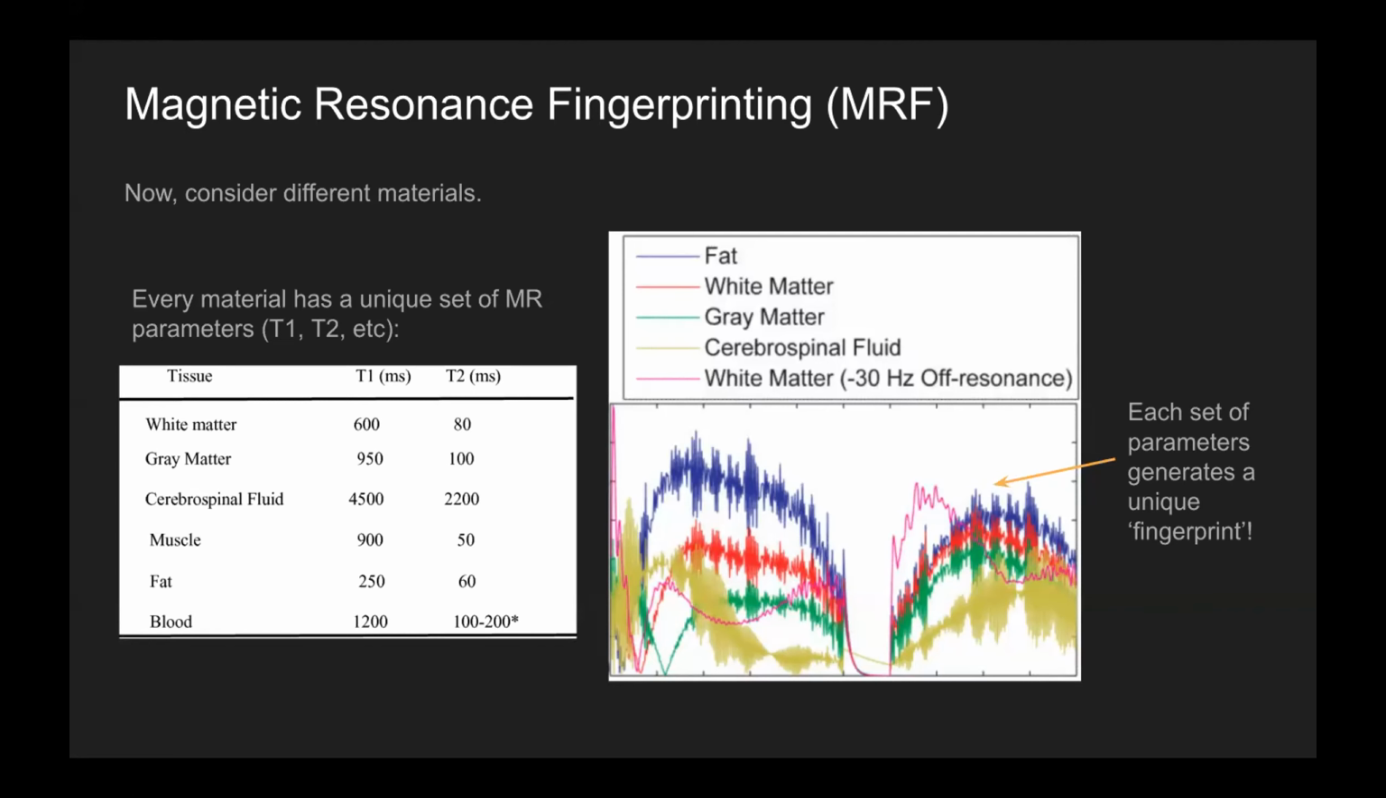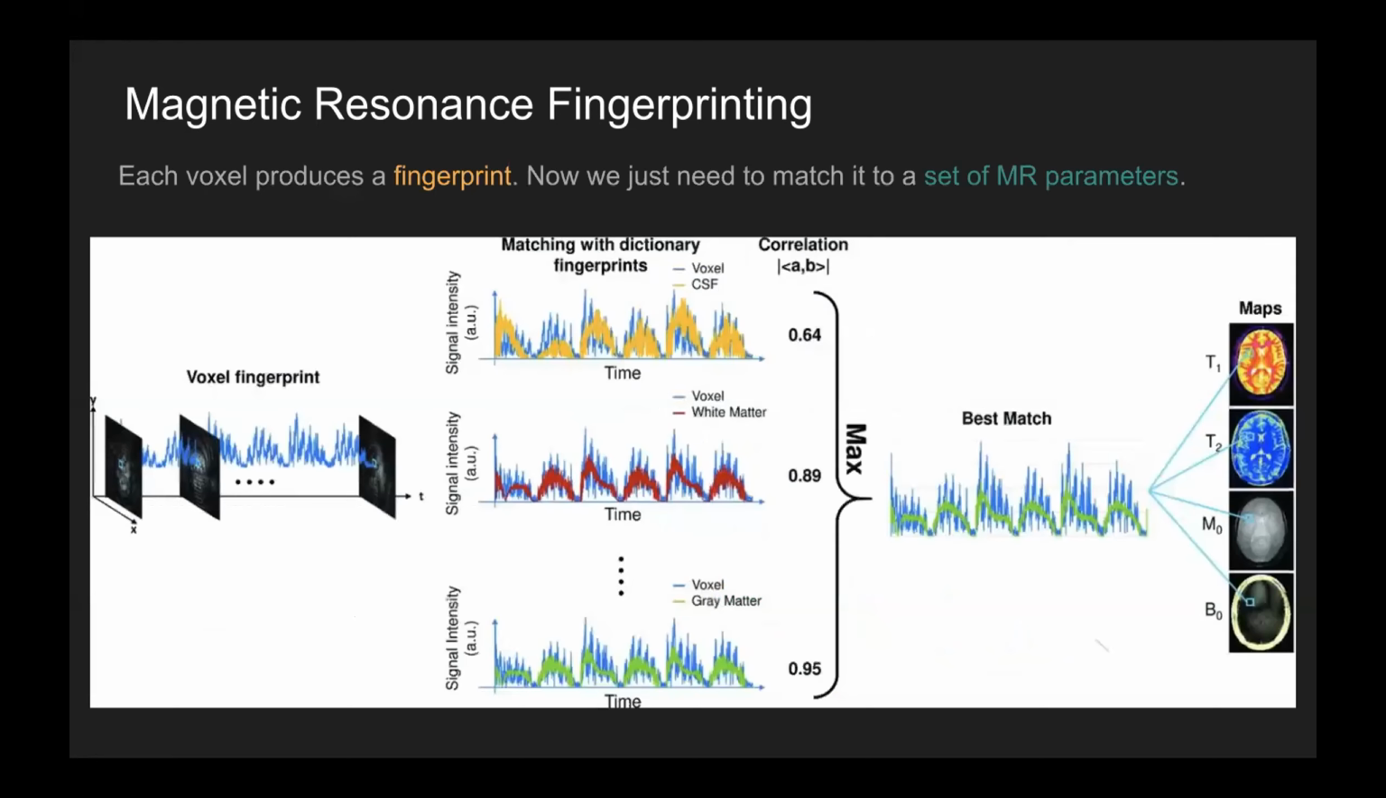So here I show for a bunch of common materials what their fingerprints might look like. Now, if you have a database like this, you can get some new material, look at the fingerprint and see how well it matches up to one of these existing materials. And that'll tell you what the parameters are. So this is the overall approach of MRF.